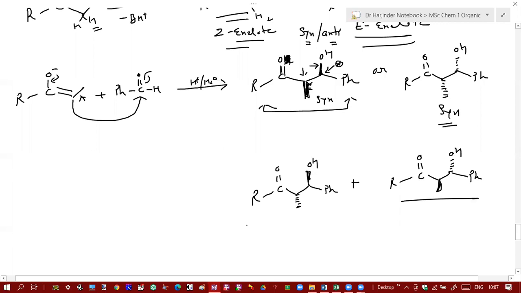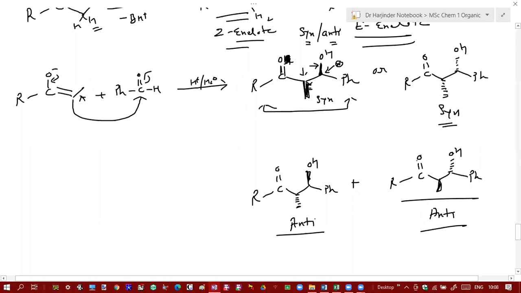So you get a mixture of 4 diastereomeric products, and is this syn or anti here? Anti. Both groups are opposite to each other. Now the next question is how to control this diastereoselectivity. When you perform this aldol condensation, you will get a mixture of these products. How to control diastereoselectivity in this reaction? It can be controlled by selectively forming enolates.